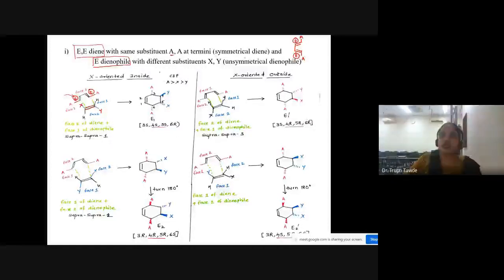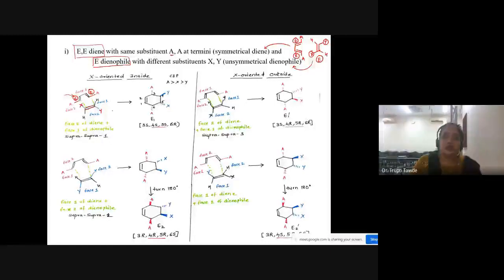Then there is a dienophile. Dienophile is having two substituents. One is X and one is Y. Of course, the remaining valencies are nothing but hydrogen. तो ये जो X और Y है, how are they attached? They are attached in the E fashion. So my diene is symmetrical and dienophile is unsymmetrical. So these are the two reactants that we have taken for the reaction.